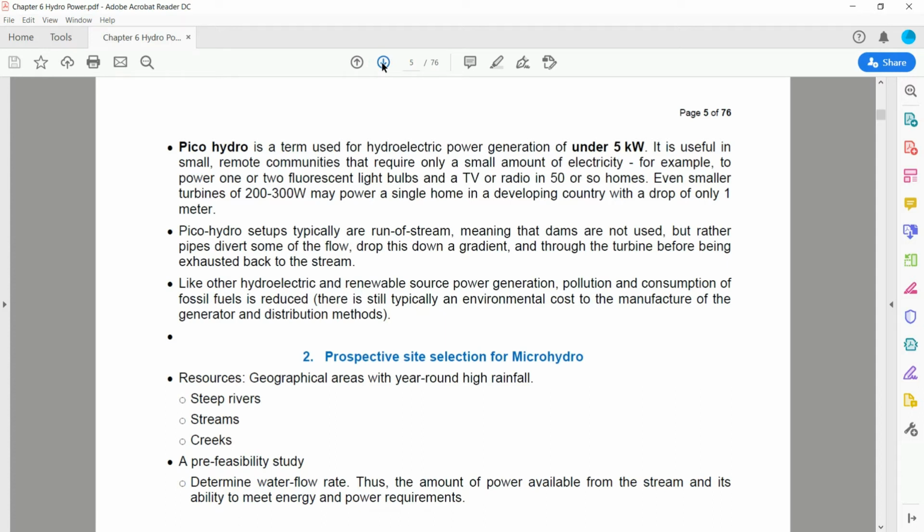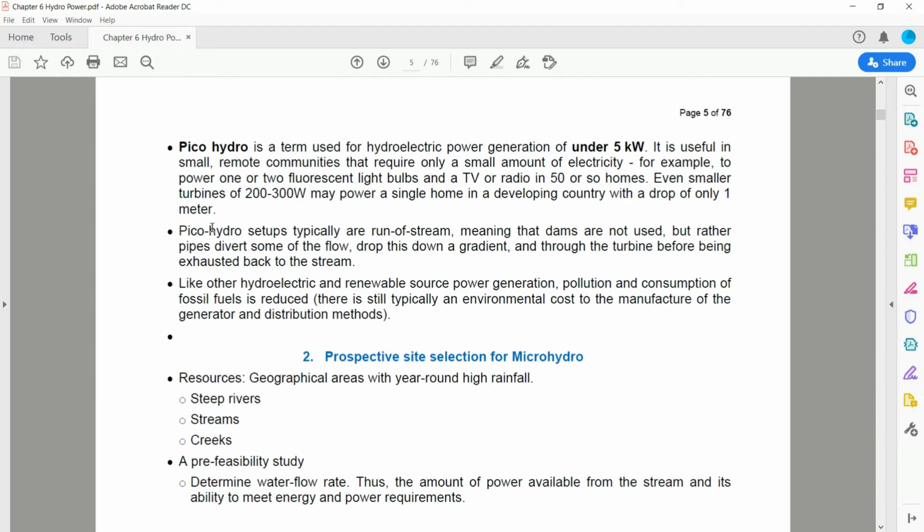So this is another size of hydro system, what we call picohydro. Picohydro is a term used for hydroelectric power generation of under 5 kilowatt. It is useful in small remote communities that require only a small amount of electricity, for example, to power one or two fluorescent light bulbs and a TV or radio or any small electrical equipment in homes. An even smaller turbine of 200 to 300 watt may power a single home in a developing country with a drop of only 1 meter. So this is the drop of water, a waterfall of about 1 meter.